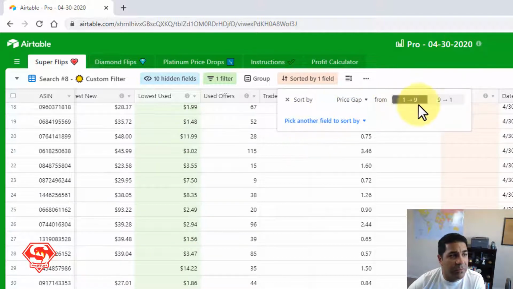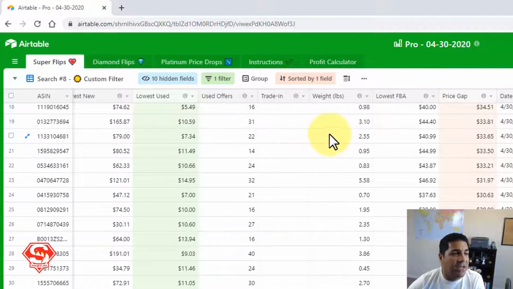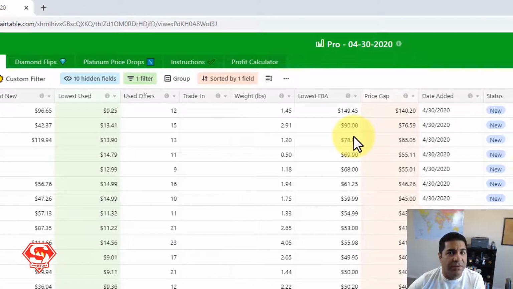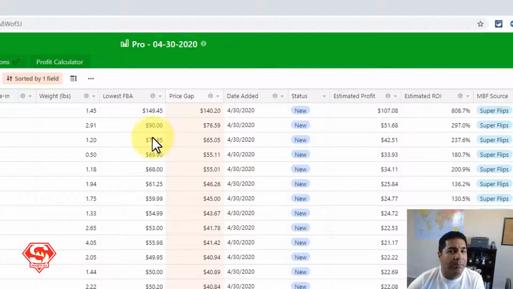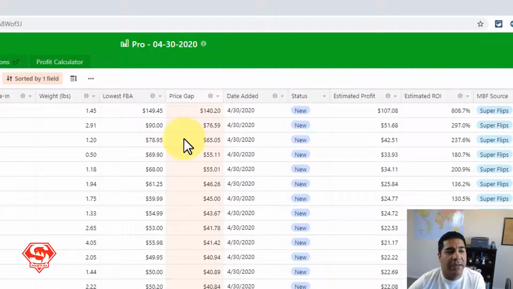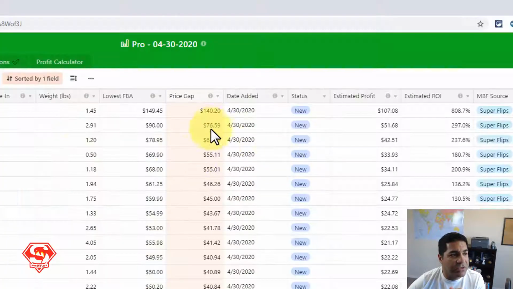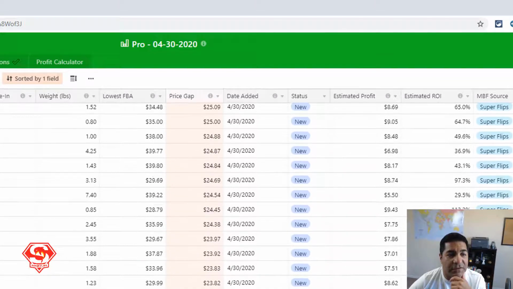And now, which way do we want to go? We want to go from biggest to smallest, right? So we'll hit 9 to 1. And there we go. So now the data is sorted and filtered. We're only looking at books that are less than $15. And they're sorted, sorry, by largest to smallest price gap. And you can just look over here to the estimated profit and ROI, and we just found a whole bunch of good books that are flippable, right?